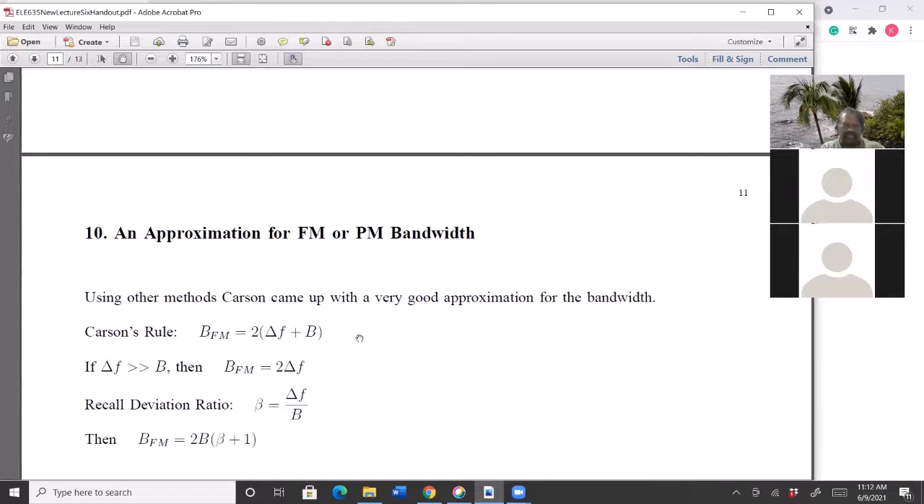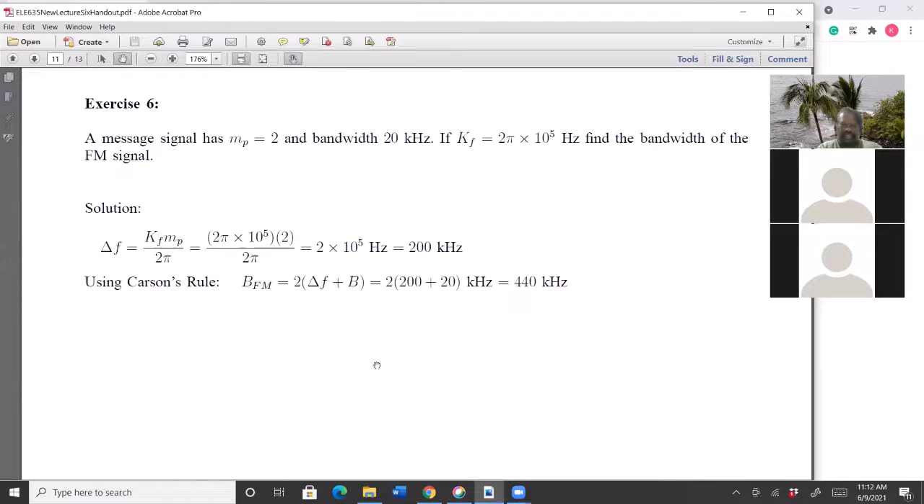By the way, this is the same formula for PM, but I am not going to ask you the PM bandwidth. After section 8, I am not going to talk about phase modulation. Okay. So using this, you can plug in here. And here is an example based on this. Let me quickly go through. Message signal has peak value this and bandwidth this. KF is given, find the bandwidth of the FM signal.